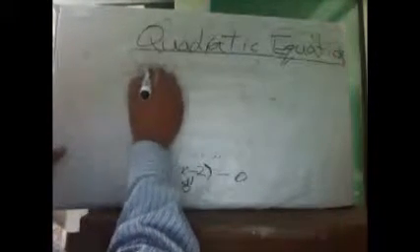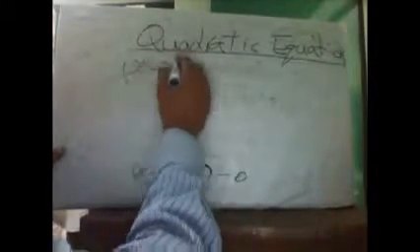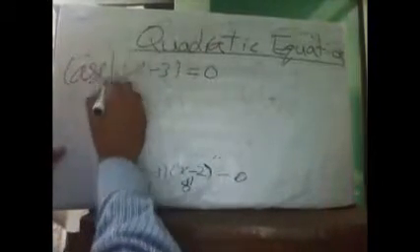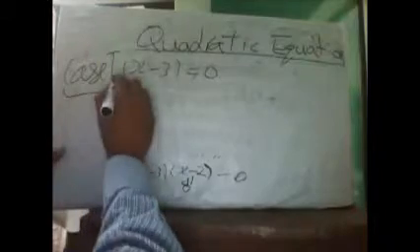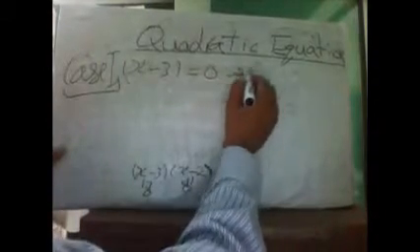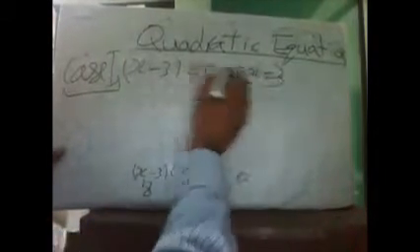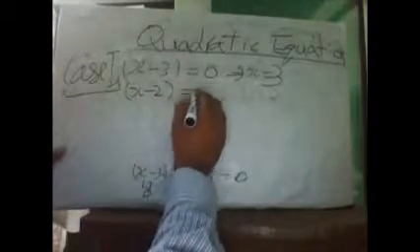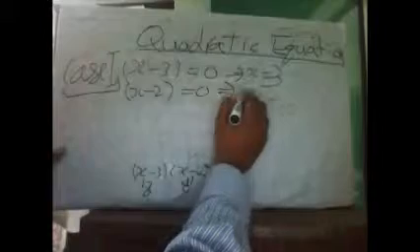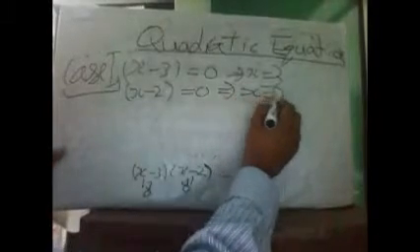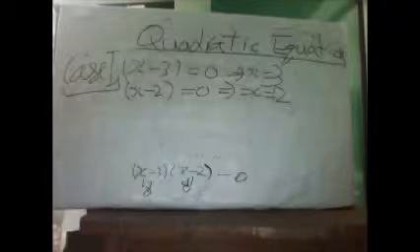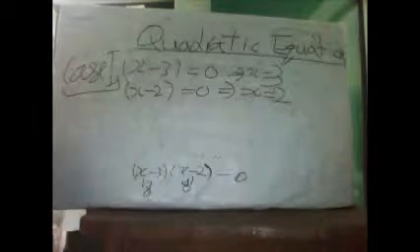If x minus 3 is equal to 0, let's call it case 1, it gives us x is equal to 3. If x minus 2 is equal to 0, it gives us x is equal to 2. So we have seen that the two roots are x is equal to 3 and x is equal to 2.